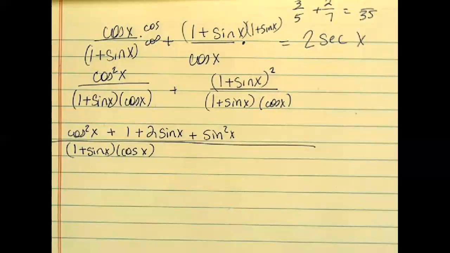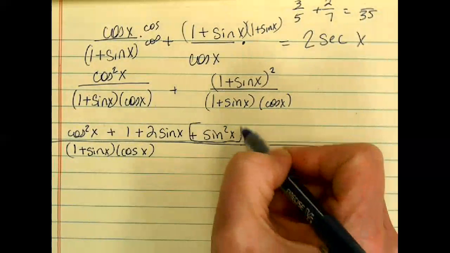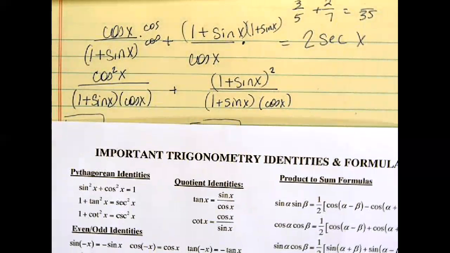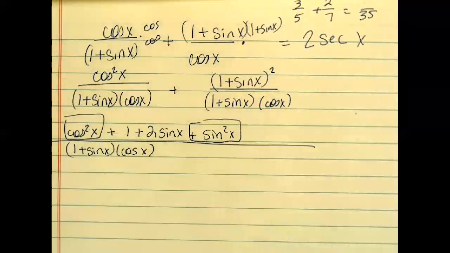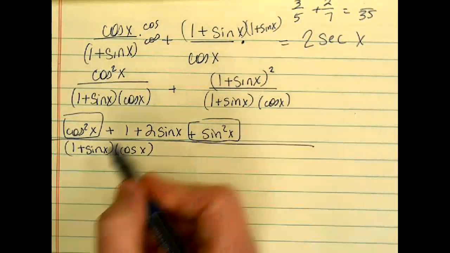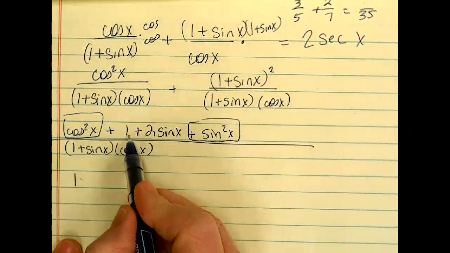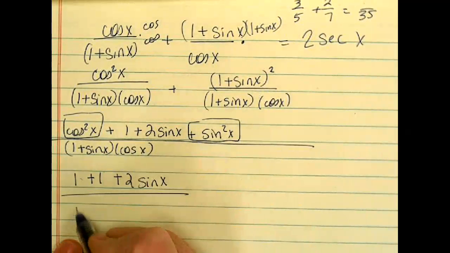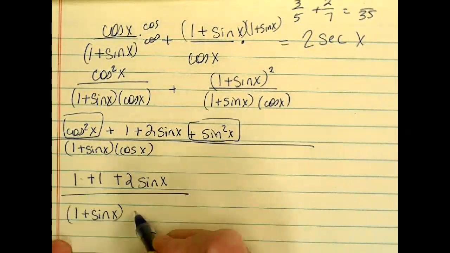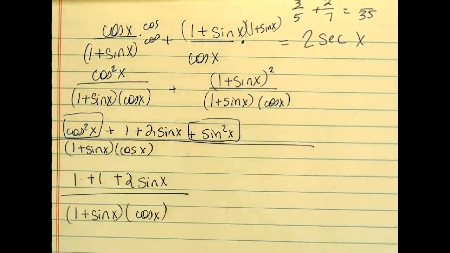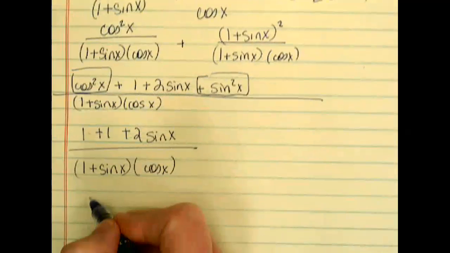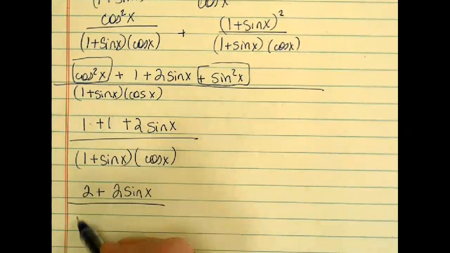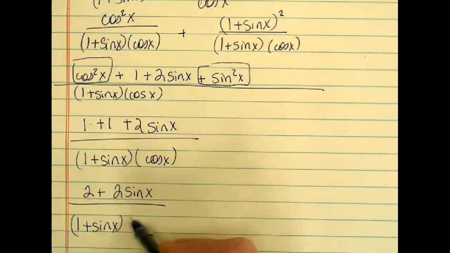Well, at this point, I identify sine squared and cosine squared, and I go back to my Pythagorean sheet, and it says if you're adding those two together, it's really equal to 1. So that and that really are 1. So I'm going to replace them with a 1, and I still have this 1, and I have 2 sine x over 1 plus sine x times cosine x. Well, I'm going to clean the top up, and it becomes 2 plus 2 sine x over 1 plus sine x times cosine x.